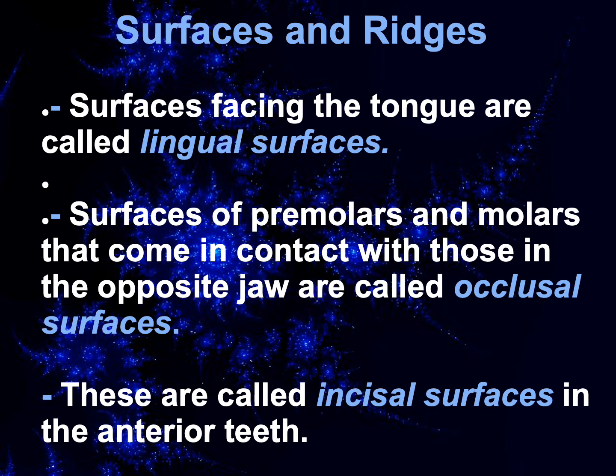Surfaces facing the tongue are called lingual surfaces. Surfaces of the premolars and molars that come in contact with those in the opposite jaw are called occlusal surfaces. In anterior teeth, the occlusal surfaces are called incisal surfaces.